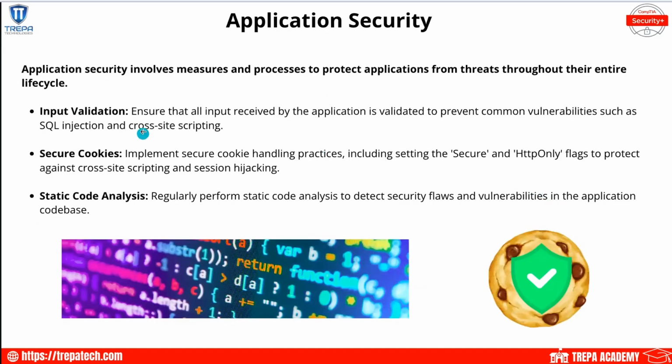Application security. So application security involves measures and processes to protect applications from threats throughout their entire life cycle. So just going over some high-level things we should do to protect, secure, and lock down our applications built for our organizations. That's going to be input validation. Ensure that all input received by the application is validated. It's going to prevent common vulnerabilities such as SQL injection and cross-site scripting.